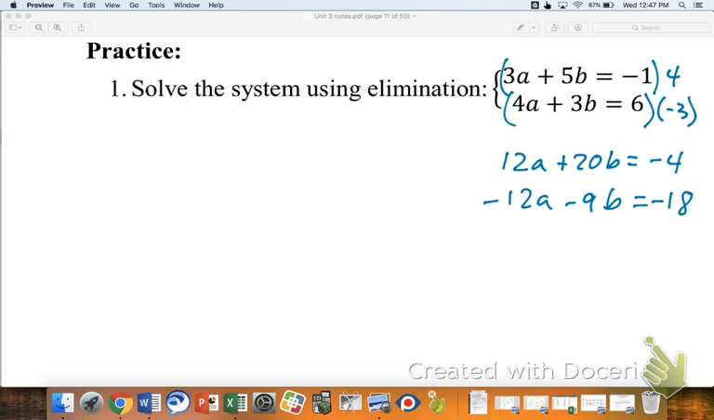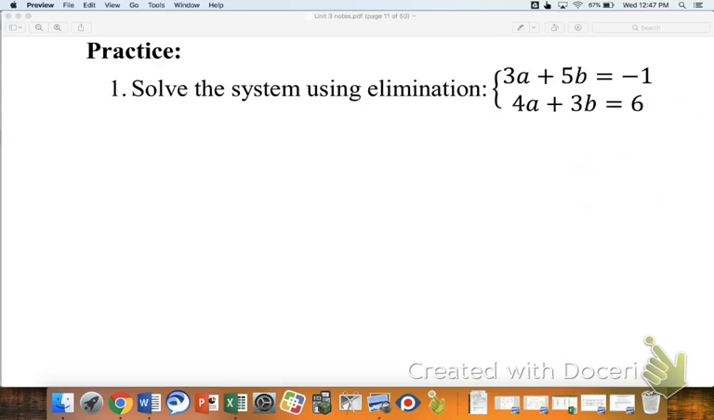What if you wanted to eliminate the b's? What is the least common multiple of 5 and 3? It's 15. So if I want that top equation's b coefficient to get to 15, I'd have to multiply the top one by 3, and the bottom one I'd have to multiply by negative 5. That's going to create opposite coefficients on the b.